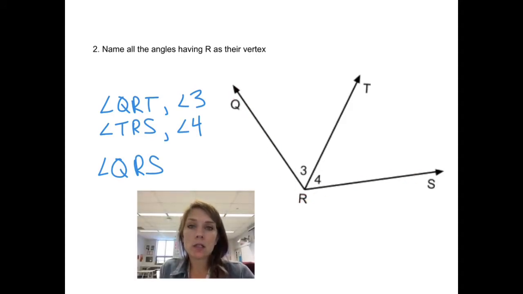You do not want to call that larger angle QRS just angle R, because angle R actually has 3 angles at that one vertex. It's got QRT, it has TRS, and then it also has QRS. So you are not allowed to call this particular angle just angle R because it doesn't identify which of the 3 you're actually referring to. So just keep notice of that whenever there are shared rays.